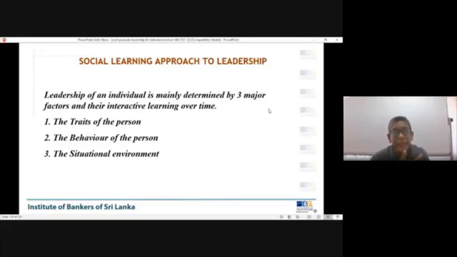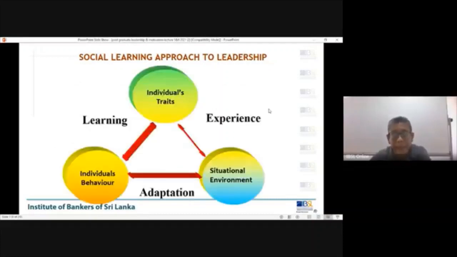So what does this social learning approach mean? What they have done is take these three and put them together, right? That is why you call it the social learning approach. They look at individual traits, they look at individual behavior, and they look at situational factors, right? And they say there's a mix.